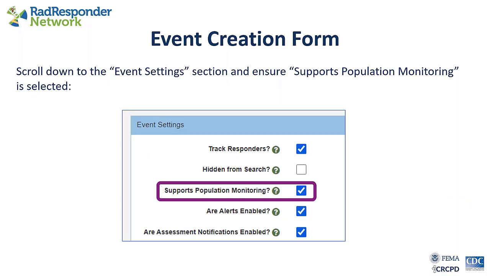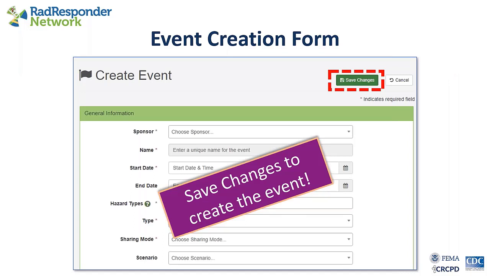And then you'll be brought to the event settings section. Here you can toggle or check on and off the various features that you want your event to support. And this is where the supports population monitoring checkbox is going to be selected. If you do not see this option, this means that you do not have population monitoring enabled. So another thing that you need to do is check this and email us if you do not have it. Once all looks good, you'll save your event and your event will be created.